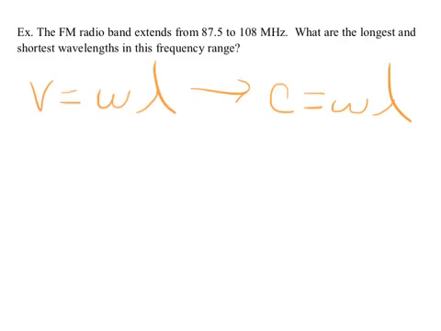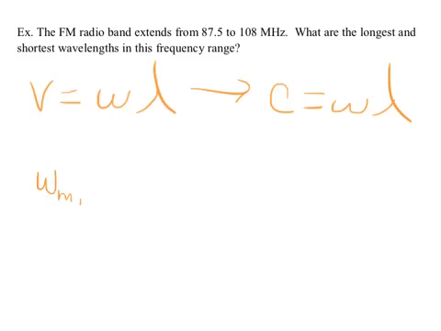Now, notice, what did I say a little while ago? c is constant. So we're looking at two different frequencies, omegas. As omega goes up, lambda goes down. Remember that. These are inversely related. So let's list our givens, please.